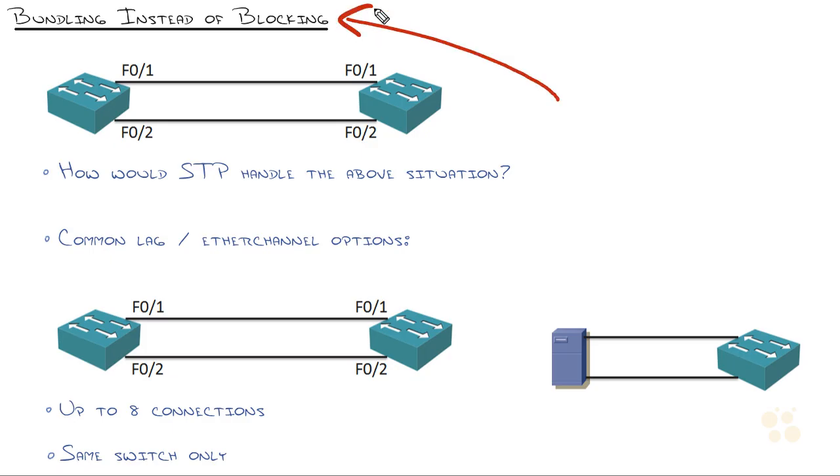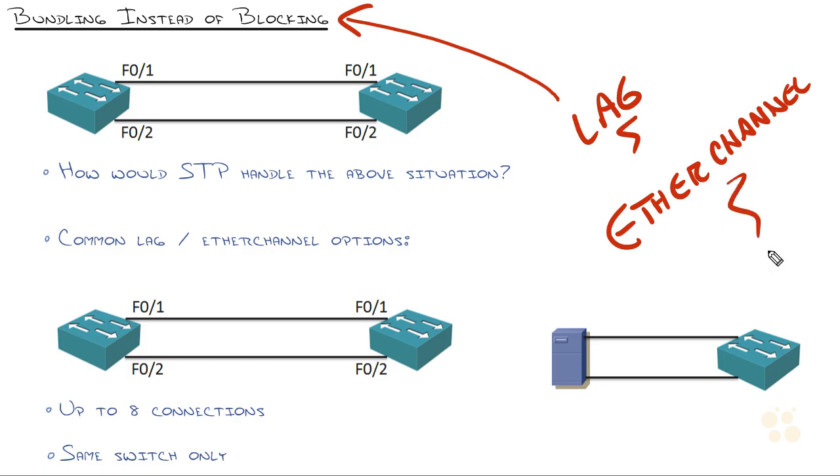LAG is all about bundling instead of blocking. And keep in mind, LAG is an industry standard term. Cisco has their own term for it called EtherChannel. And when you're the industry leader that is responsible for creating a lot of the standards, you get the right to name things whatever you want to name them.